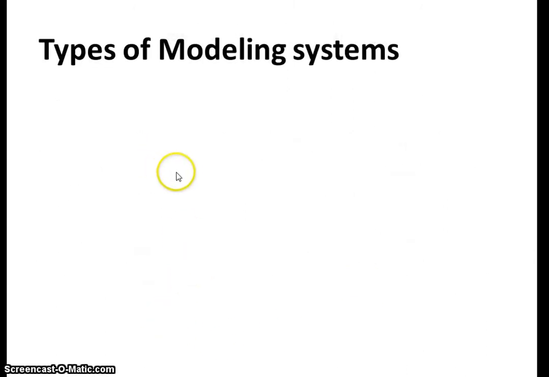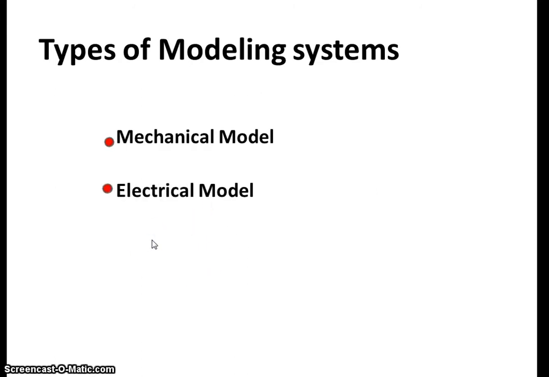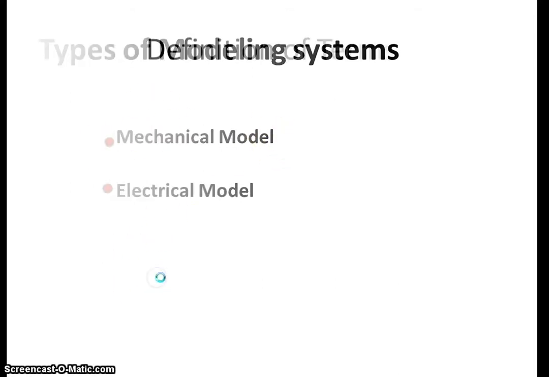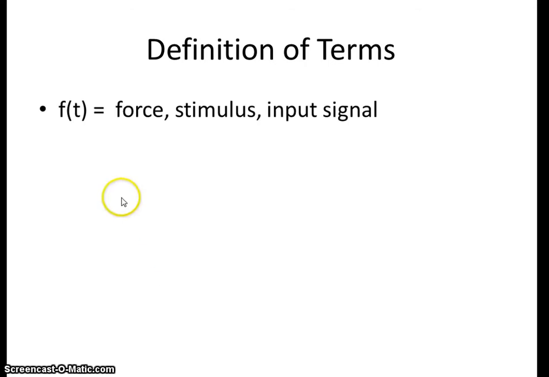There are two types of modeling systems. The first is mechanical model and the second is the electrical model. In this video, I will be discussing the first model, or the mechanical model. So first, let's start defining some terms and variables.